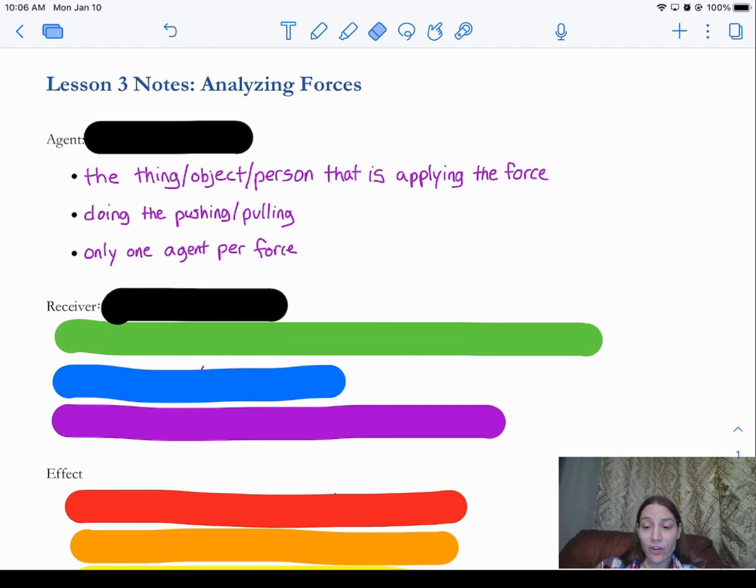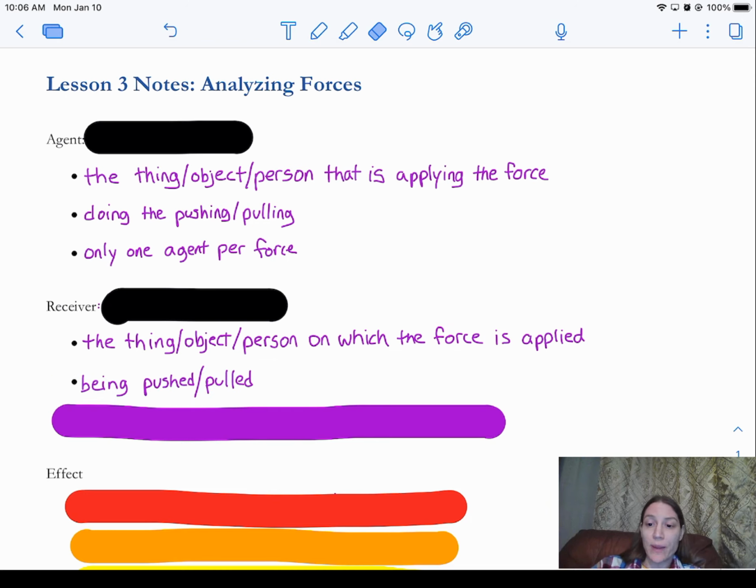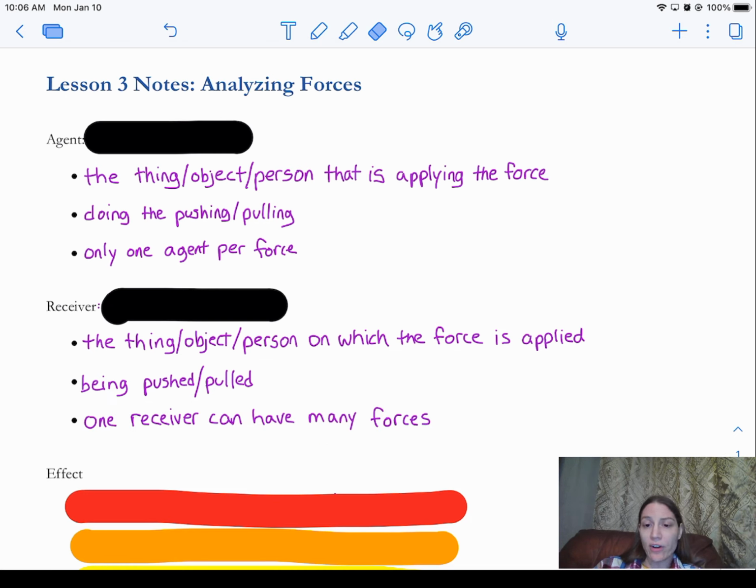The receiver is on the other end. They're the thing or object or person on which the force is applied. So the agent is doing the force to the receiver, okay? So the person is being pushed or pulled. The receiver is being pushed or pulled. That means that the receiver can have many forces because lots of people or objects can be pushing on the receiver at one time.